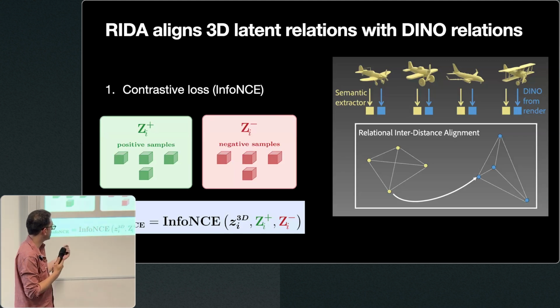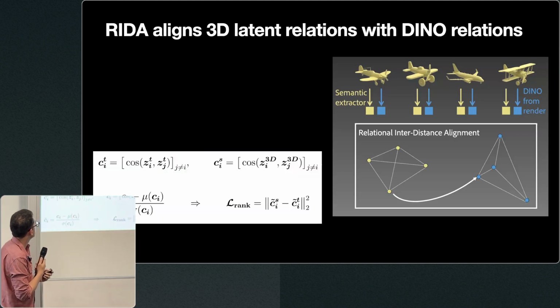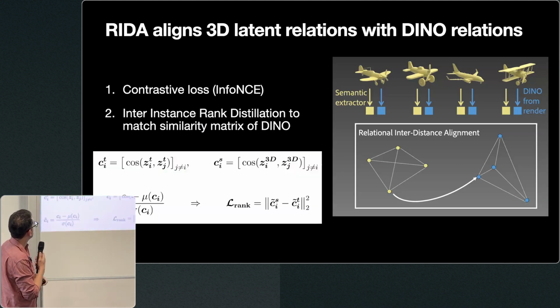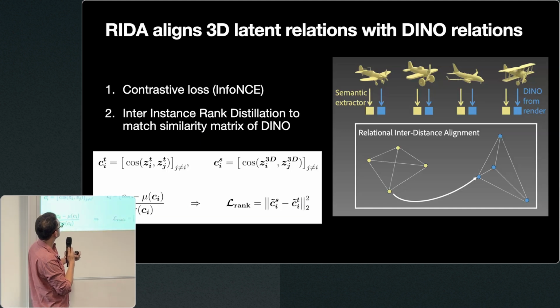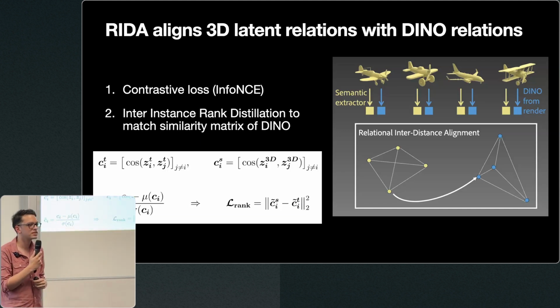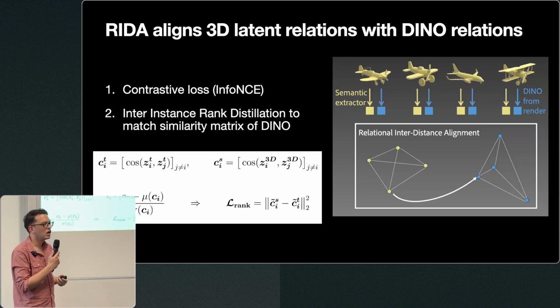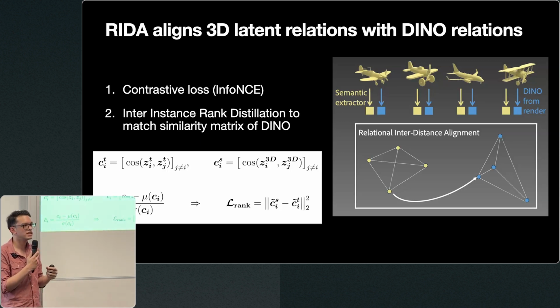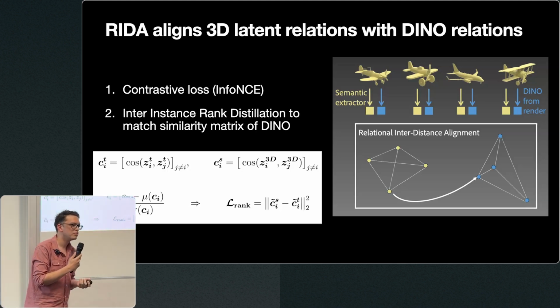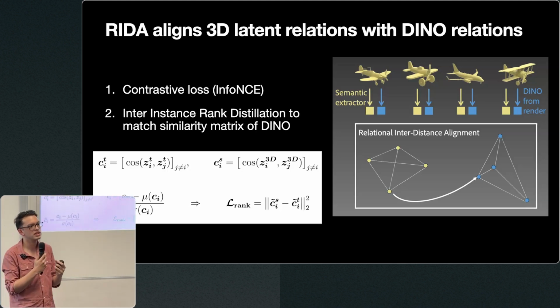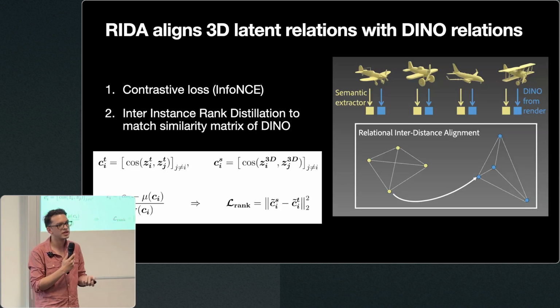And this is an inference loss, which is essentially going to give us this contrastive setting. And other than just getting positive and negative samples, we're also trying to match the similarity matrix of DINO over here. But we do not want to match this directly because our 2D and 3D modalities are different, and we want to respect that.